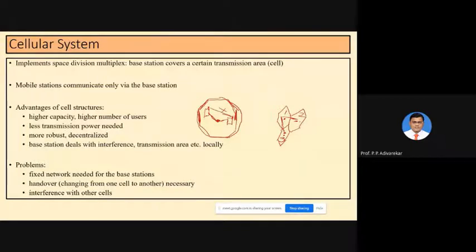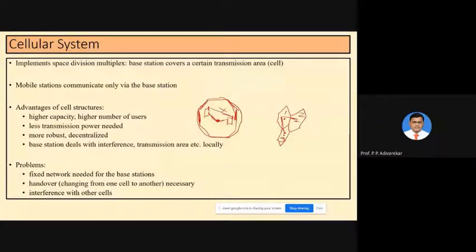So it is more robust compared to covering the entire region with a single cell, because whenever the user moves, only one entity or only one base station would have been responsible for providing services. So now it is divided amongst a number of base stations. So that's why a cellular structure will be needed here.